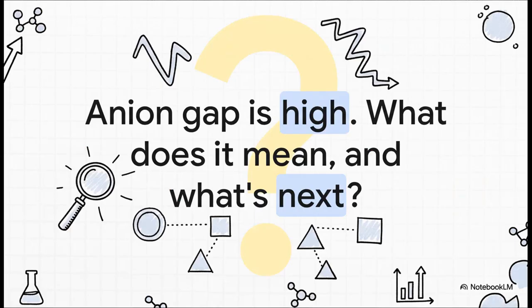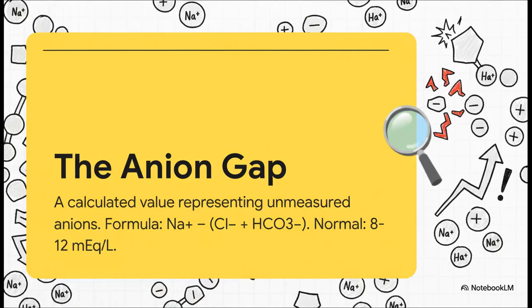Okay, so picture this. The labs come back, and that number is staring you in the face. The anion gap is high. This is a huge signal that something is seriously wrong. It's screaming metabolic acidosis, but it doesn't tell you why. And that's your job, right? To play medical detective.